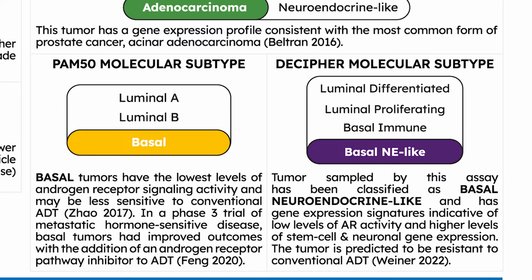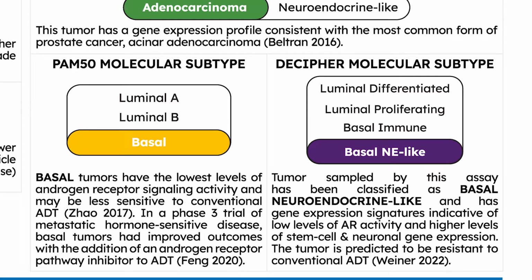Both of these subtyping models have been studied in the context of various prostate cancer studies. In post hoc analysis of clinical trials, it's been shown that luminal tumors tend to have more androgen receptor activity, and they respond well to anti-androgen therapy. Luminal B or luminal proliferating tumors are more likely to have higher levels of tumor cell proliferation. Luminal A or luminal differentiated tumors typically have more favorable prognosis. And of note, this is the most common subtype among low-risk prostate cancers.